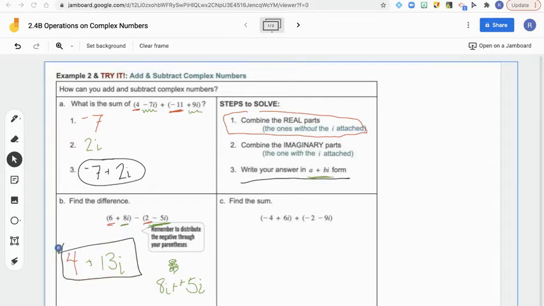Okay, let's look at one more example here. Negative 4 plus a negative 2 is a negative 6. 6i plus a negative 9i is negative 3i. Always make sure it's in a plus bi form. There is our final answer.